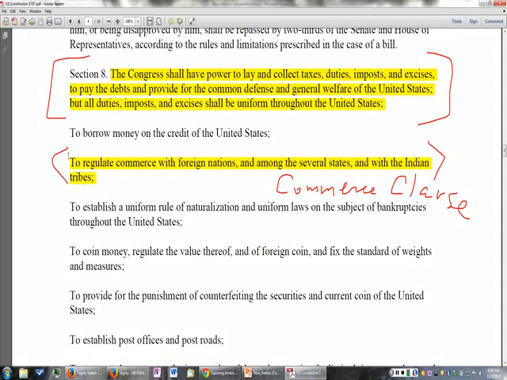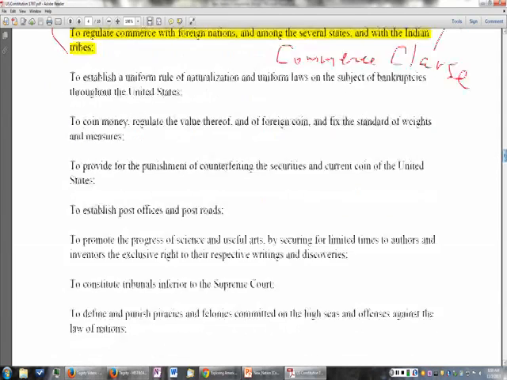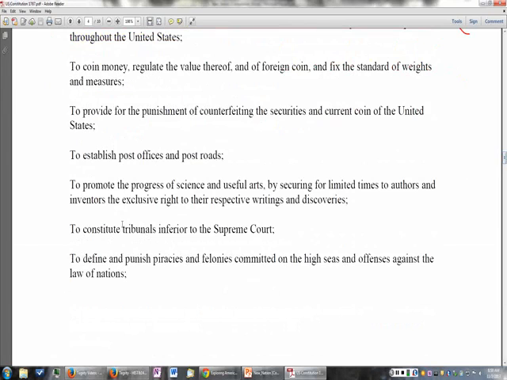It also says, here's the Commerce Clause, that Congress can regulate commerce with foreign nations, among the several states, and with the Indian tribes. That has been interpreted to say that anything that's interstate commerce, Congress has the power to regulate. So these two things together suggest pretty broad powers. Of course, here are all the specific things, and Jefferson would say, well, gosh, there's no national bank listed here.